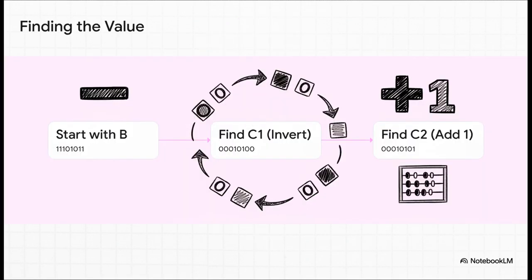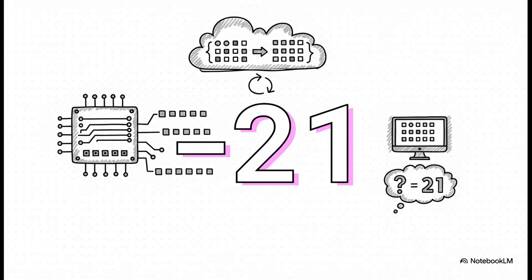To figure it out, we just run the process in reverse. It's a simple 3-step recipe. Step 1, take our negative number. Step 2, invert every single bit. Flip all the 1s to 0s and all the 0s to 1s. And for step 3, you just add 1 to that new number you just made. And after you do all that, what do you end up with? The binary number 00010101. And if we translate that back into our normal everyday base 10 system, it's the number 21, which means our original mystery number 11101011 was just the computer's clever way of writing negative 21.